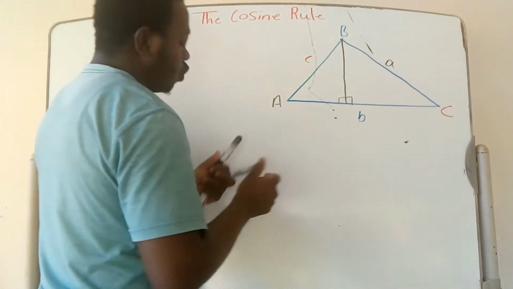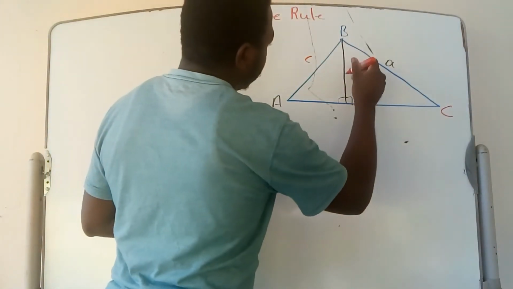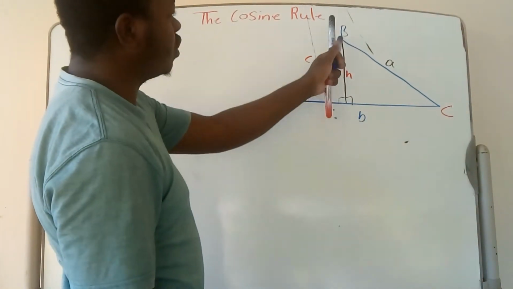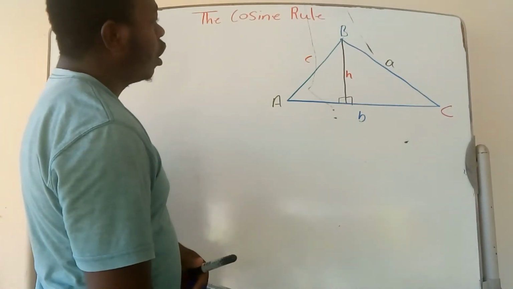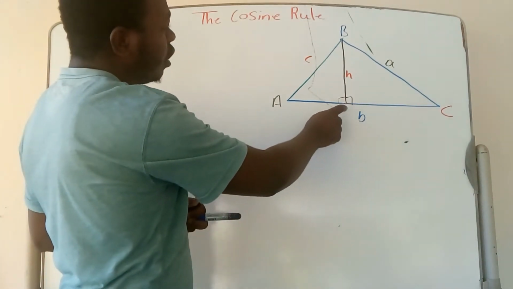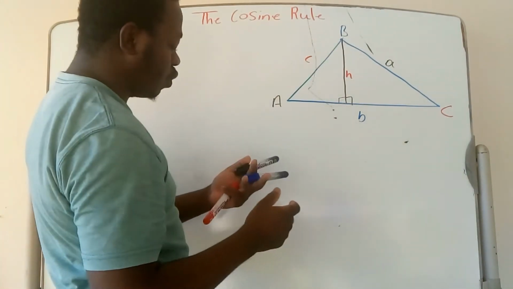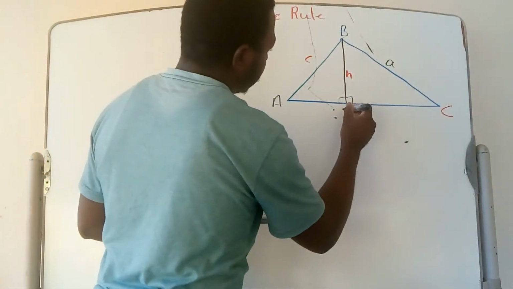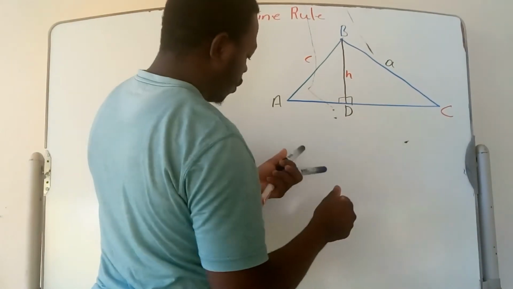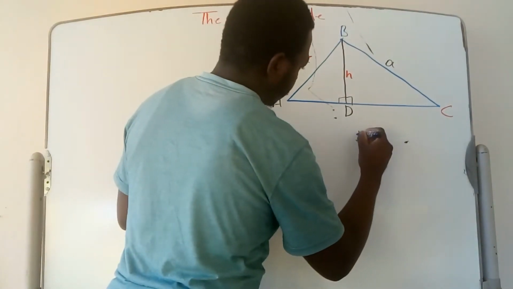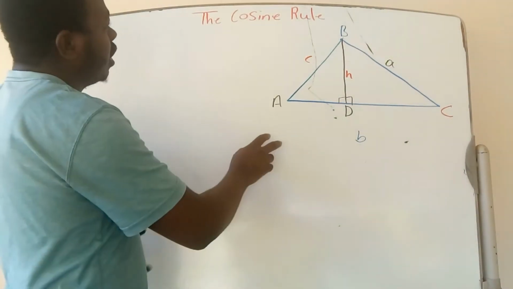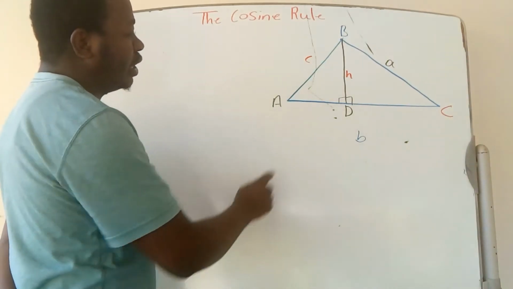Now you call this point here H. So this is the altitude, and you call the altitude H. So now we have two right angle triangles, and at this point where the altitude meets this line, you call it D. So let's say you call it capital D. Let me just write this D down here.